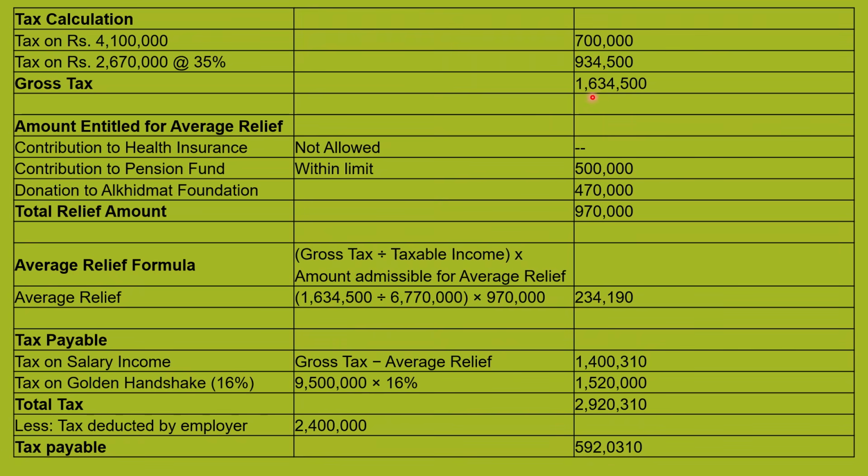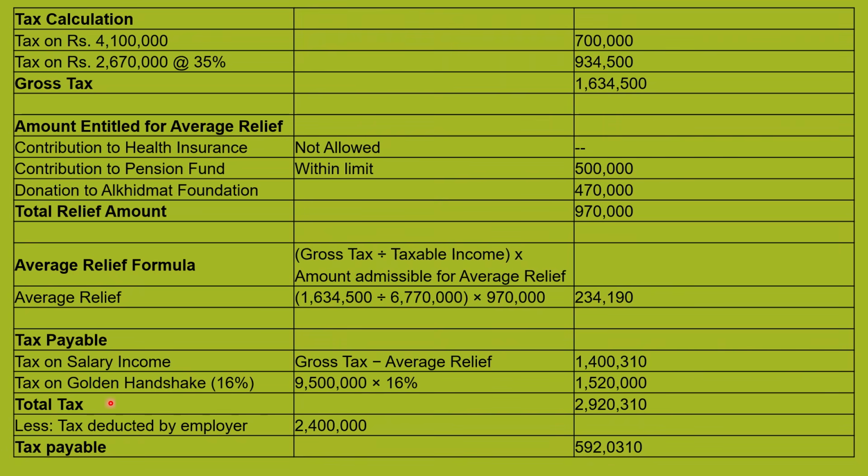So our tax was 16,34,500. We will subtract 2,34,190 from this amount. So when 234 is subtracted from 16 lakh, the tax on salary income is 14,310 rupees. Okay, this is the final tax amount, 14,310 rupees. This is the tax on salary income. You can see the major part of the question is done.